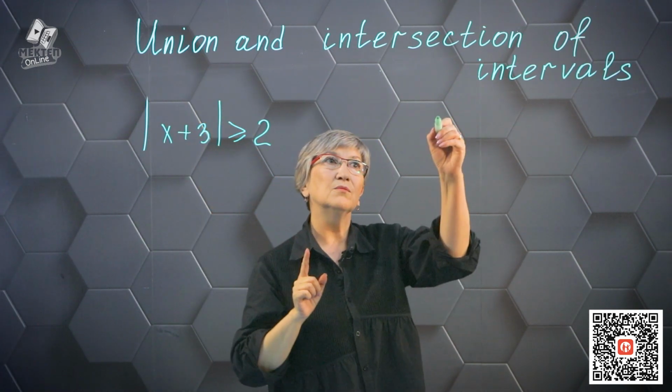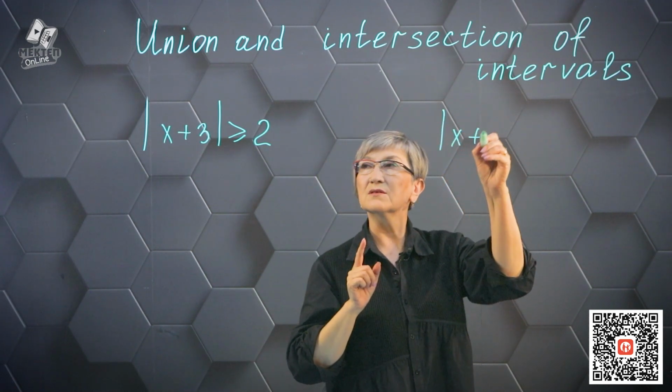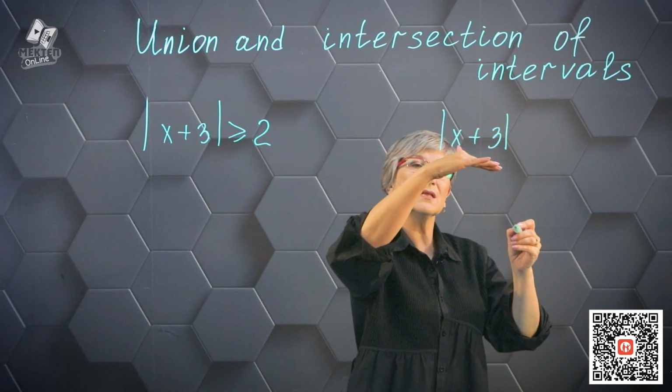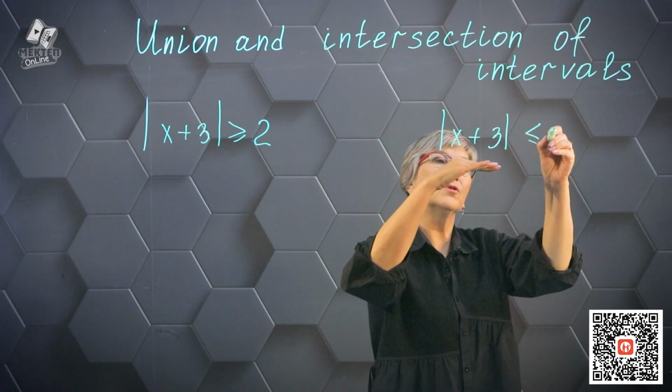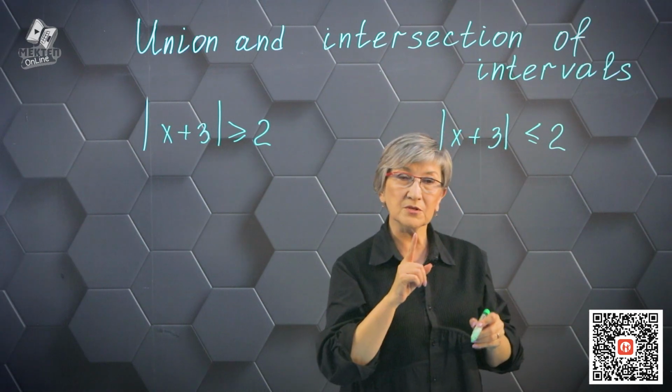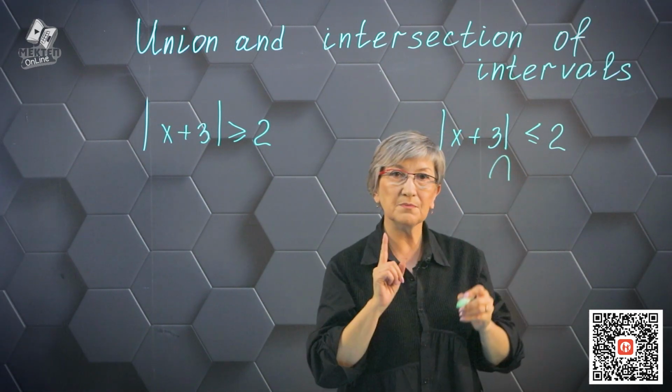And if I were to solve the inequality, the absolute value of x plus 3, which is written in modulo, but it will be less than or equal to the number 2, then in this case I will write the intersection in the answer.